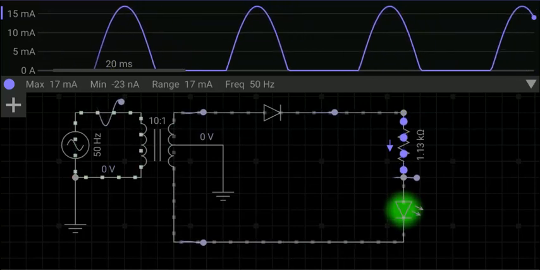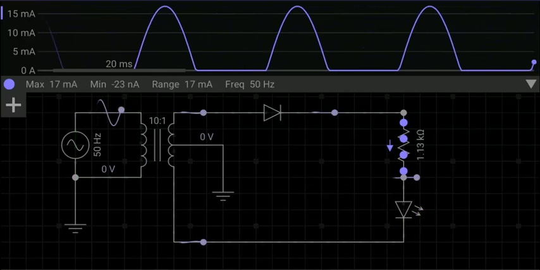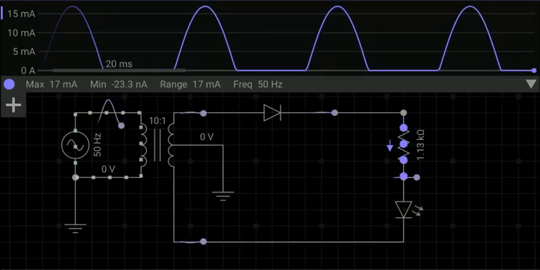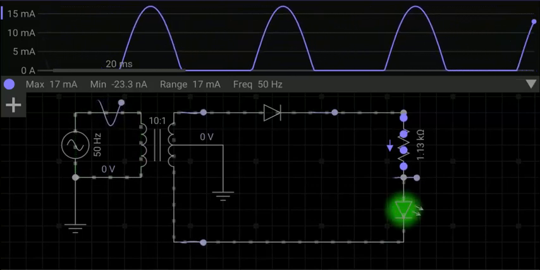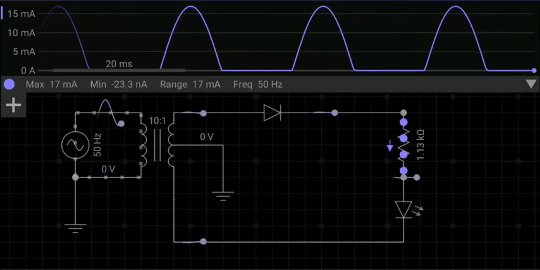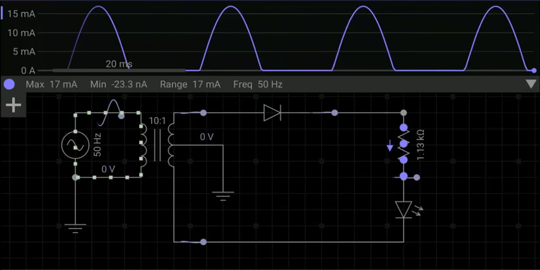Maximum efficiency of a half-wave rectifier circuit is 40%. That is, only 40% of the AC power is converted into DC power. So generally a full-wave bridge rectifier is used to convert AC to DC supply.